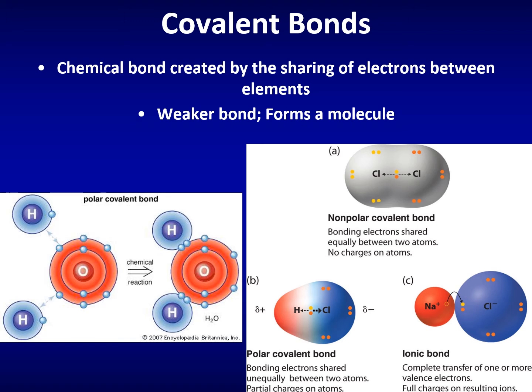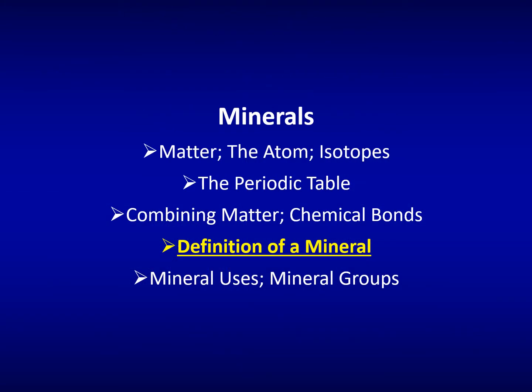But these covalent bonds form elements brought together. In any sense, whether you have a covalent bond or an ionic bond, a molecule is formed. And this is how our elements come together to form molecules, which form our minerals. So let's discuss then the definition of a mineral.